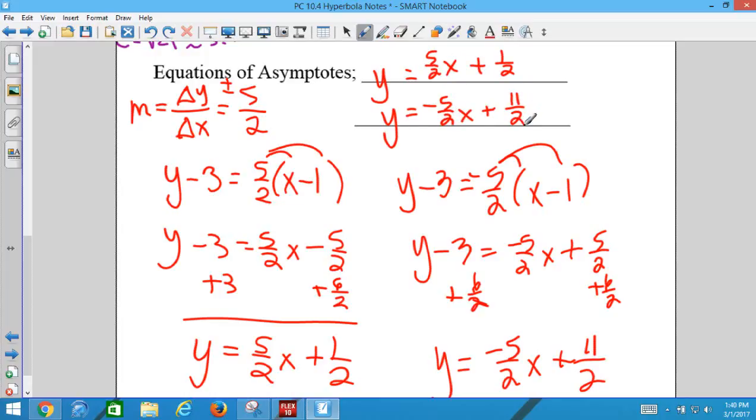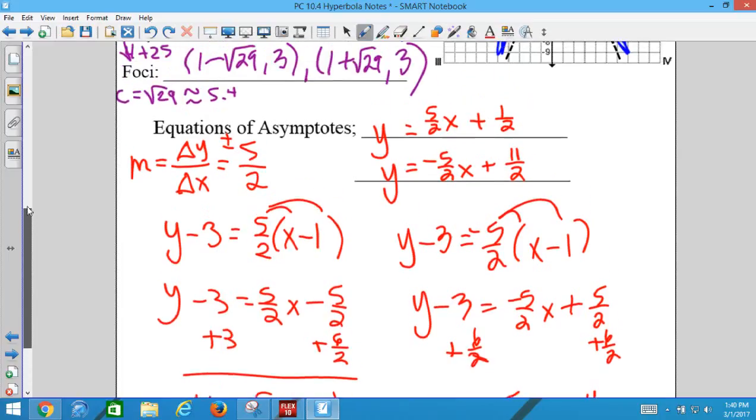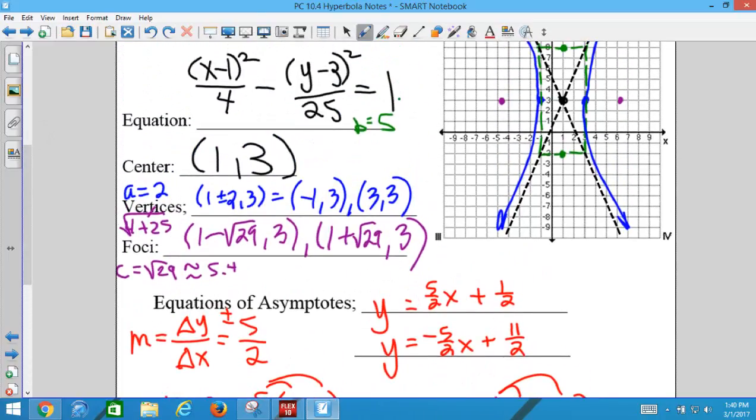And then you should think about your y-intercepts on the graph. Does it look like it hits the graph at a half on the y-axis? The asymptote, right here at a half? Looks like it to me. Does it look like it hits at 11 halves, which is 5.5? Just to make sure we're doing it right.